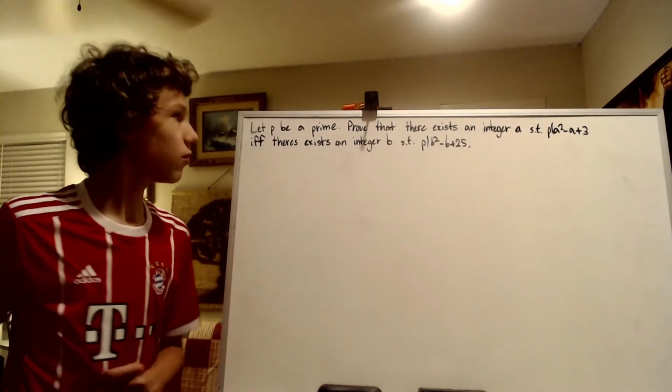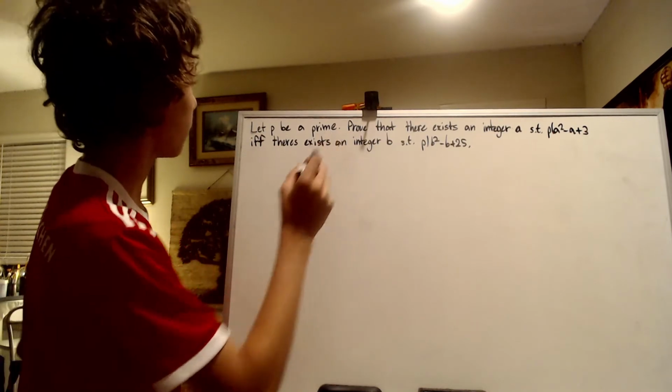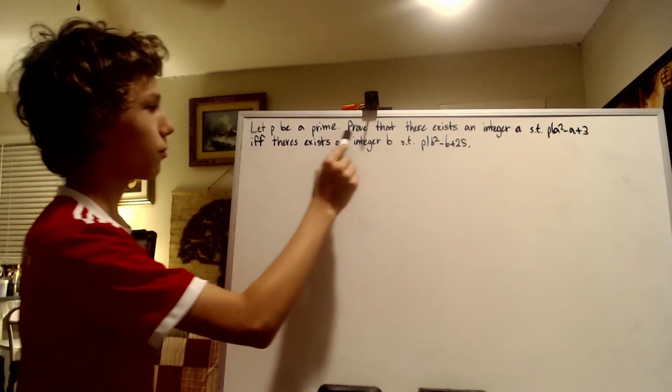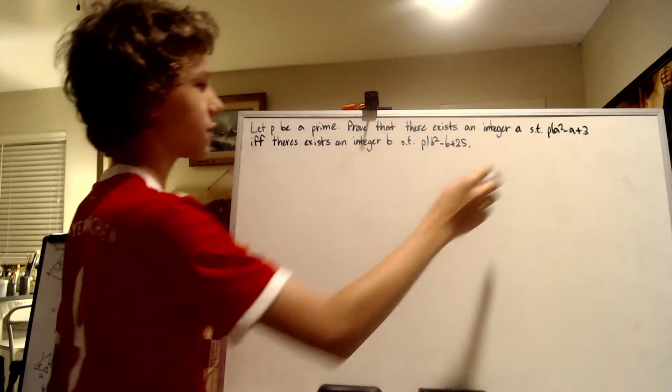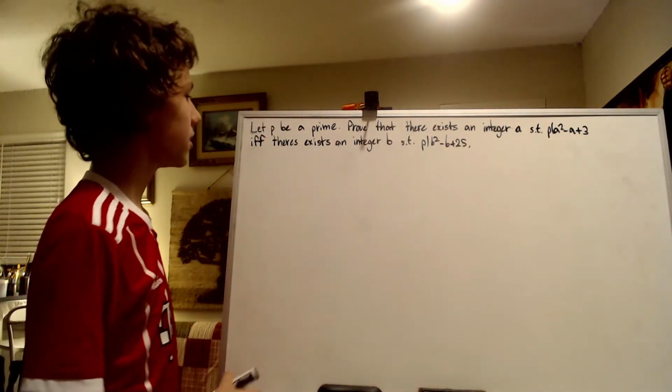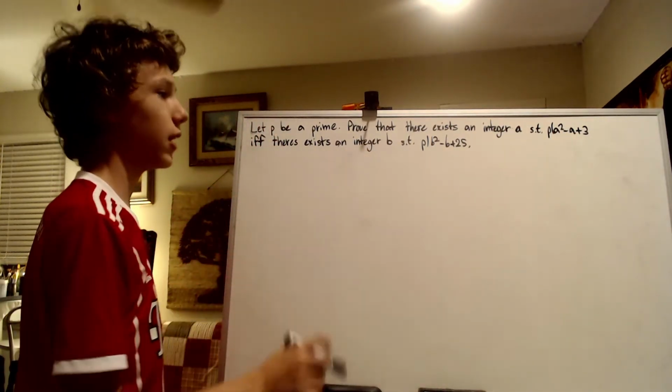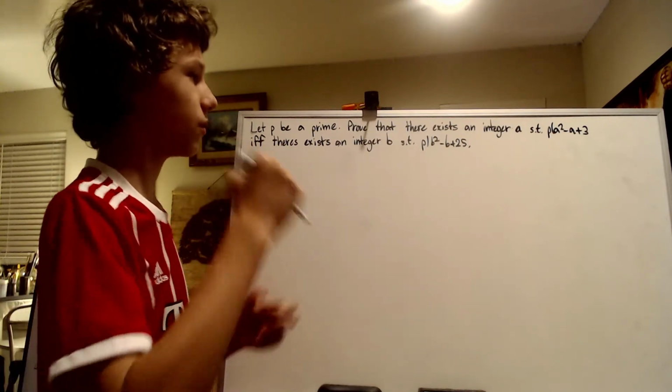Okay, so we're back. So here's the problem. Let P be a prime. Prove that there exists an integer A such that P divides A squared minus A plus 3, if and only if there exists an integer B such that P divides B squared minus B plus 25.